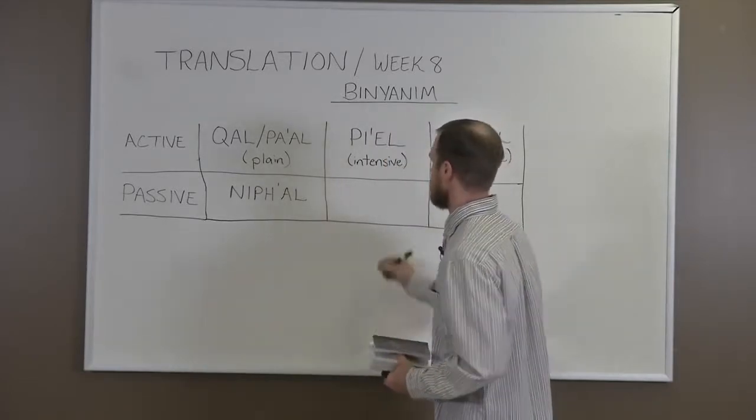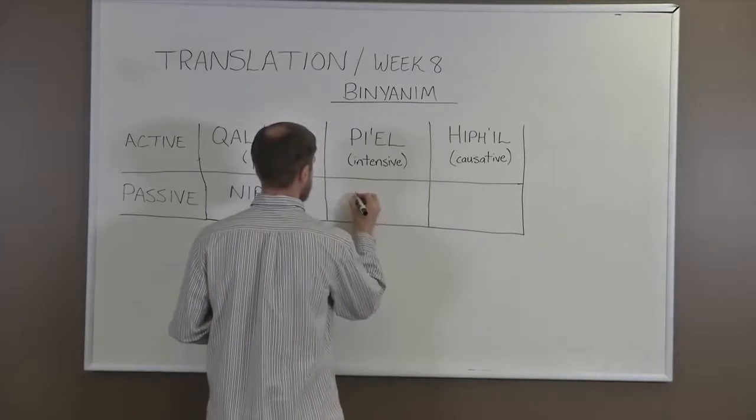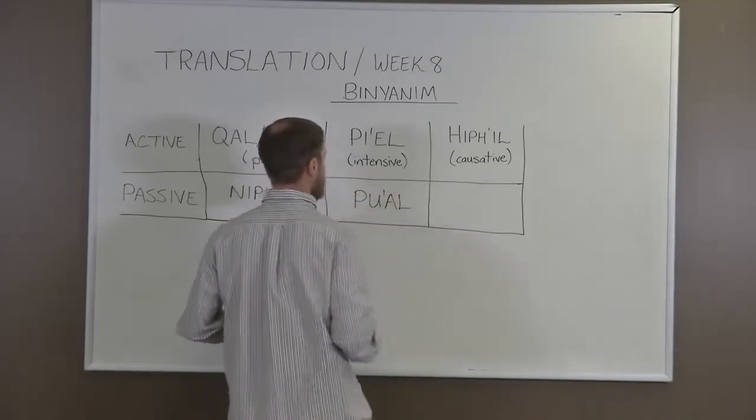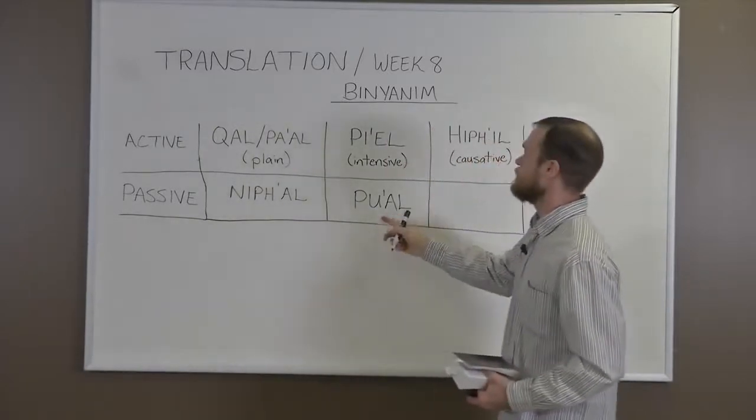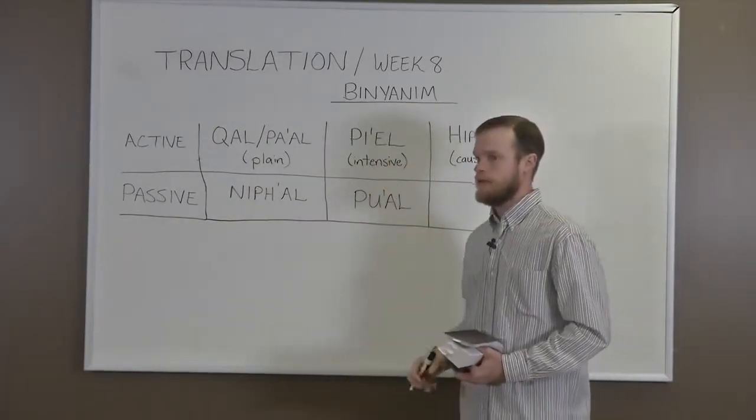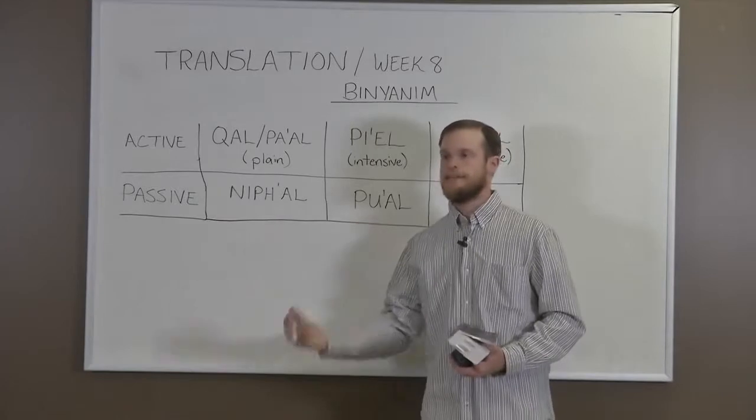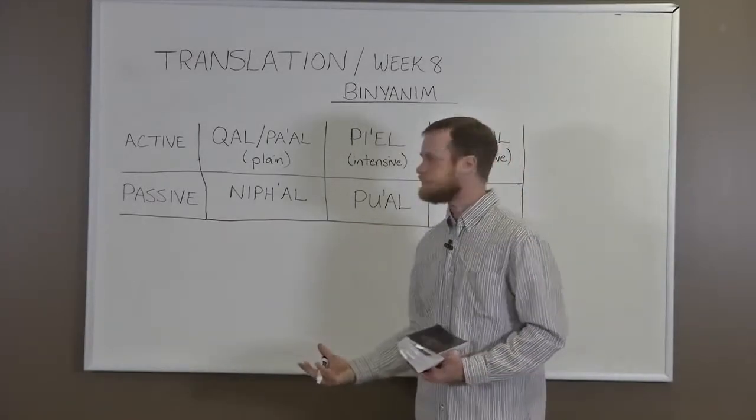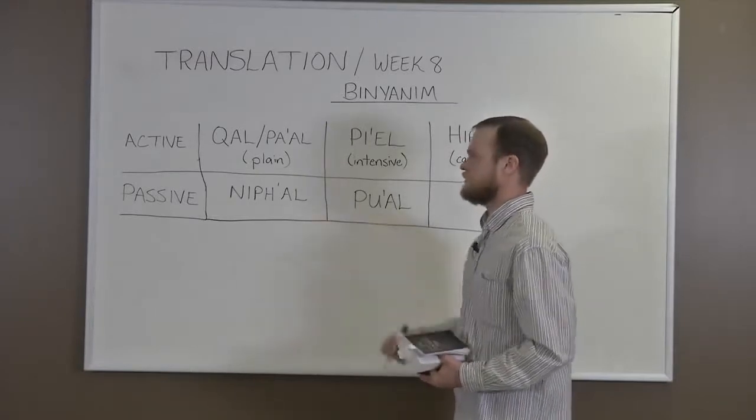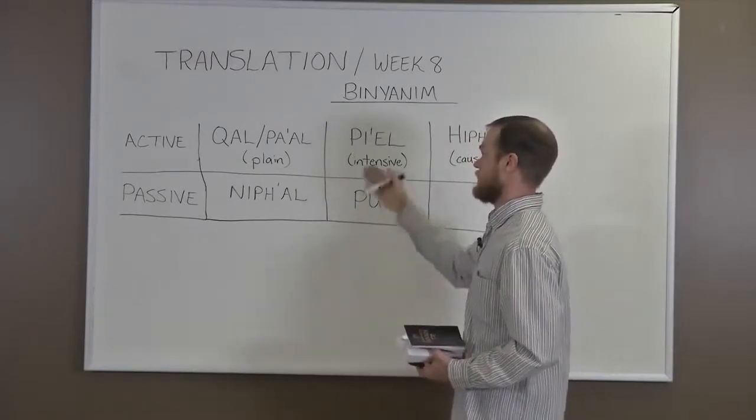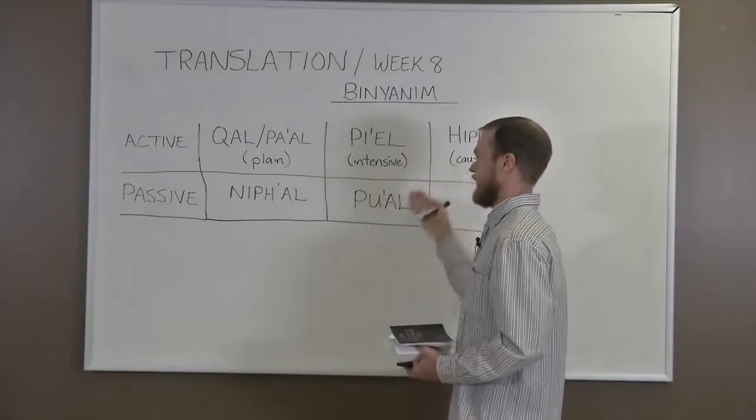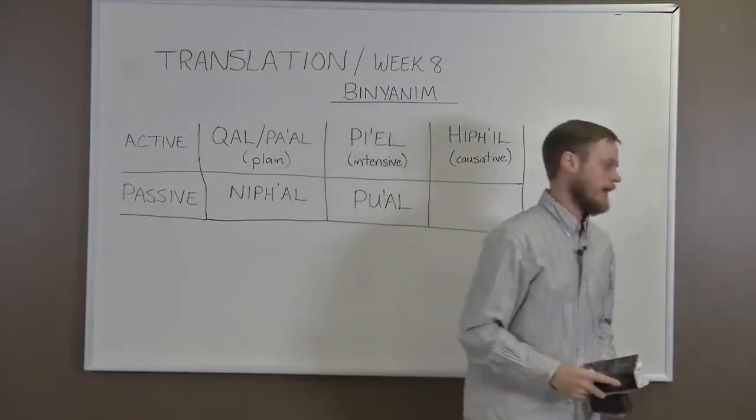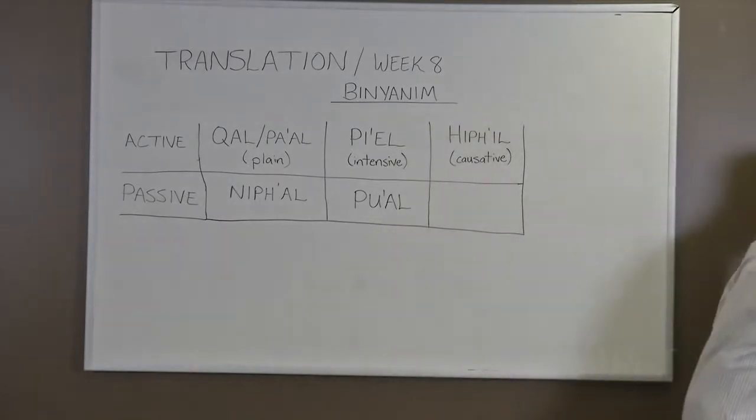All right, so the next one is called pual. And verbs conjugated in binyan pual have the same sense as verbs conjugated in the piel, so it's the same sort of intensive or extra nuance to the verb, but they are in the passive voice. So instead of acting out the piel verb, they're having the piel verb acted upon them.